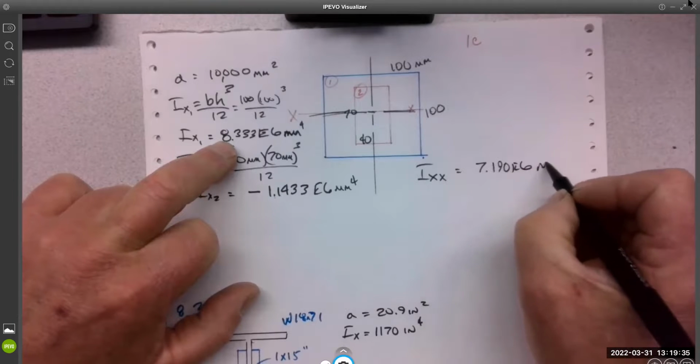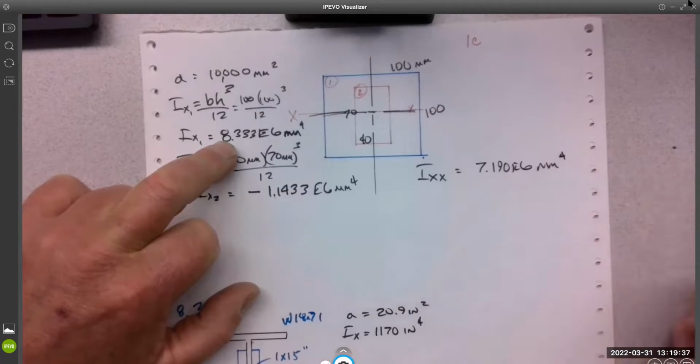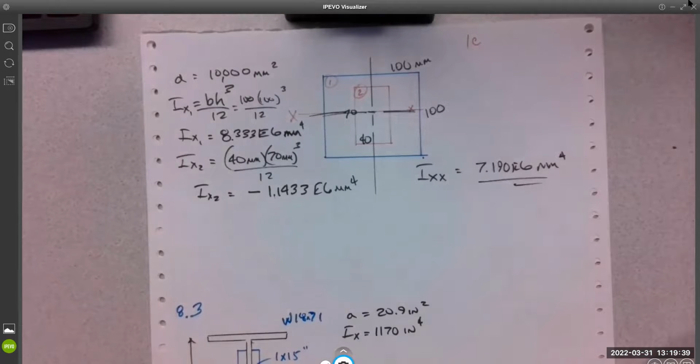E to the 6 millimeters to the 4th. Yeah. Millimeters are kind of weird to get used to. Like, is that a big number? Is that a little number? I don't know. It seems really big, right? But you always end up with a very large number with the metric system in millimeters.